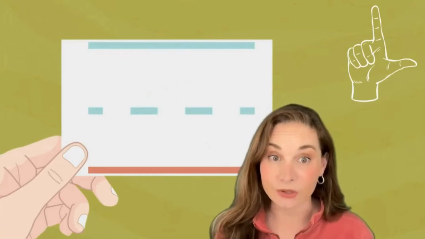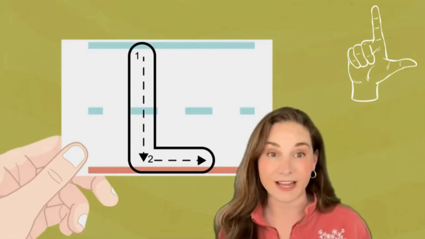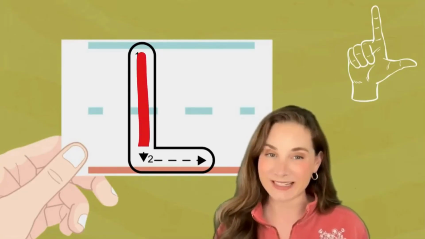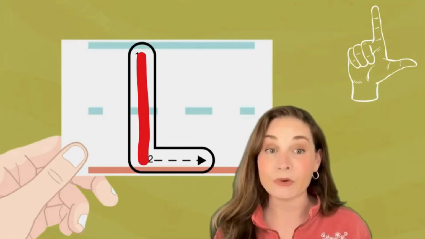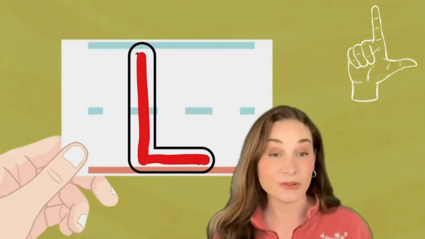Please write the letter that makes the sound L. To write the letter L, you're going to hop up to the top line and do a vertical line straight down to the bottom. When you're at the bottom, you're going to do another line, this time a horizontal line across the bottom. That is how you write a letter L.